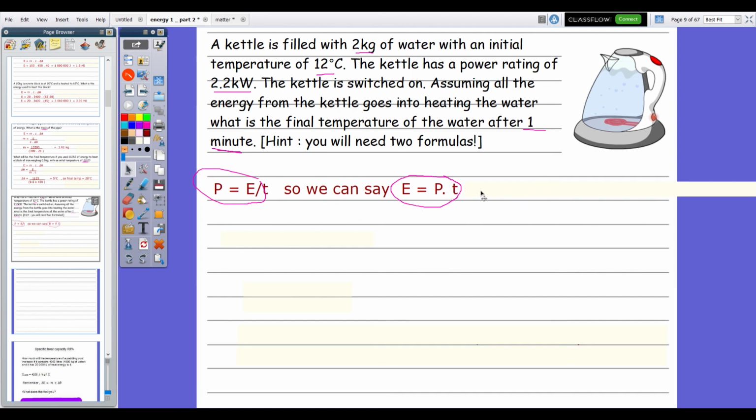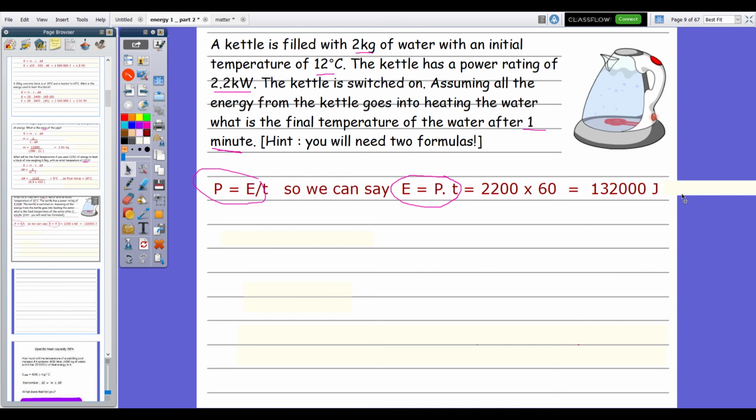So what we're going to say here: 2,200, because it's 2.2 kilowatts, and the time, not multiplied by 1 minute, multiplied by 60 seconds. That gives us the amount of energy that's going to go into the kettle in 1 minute, and it's 132,000 joules.